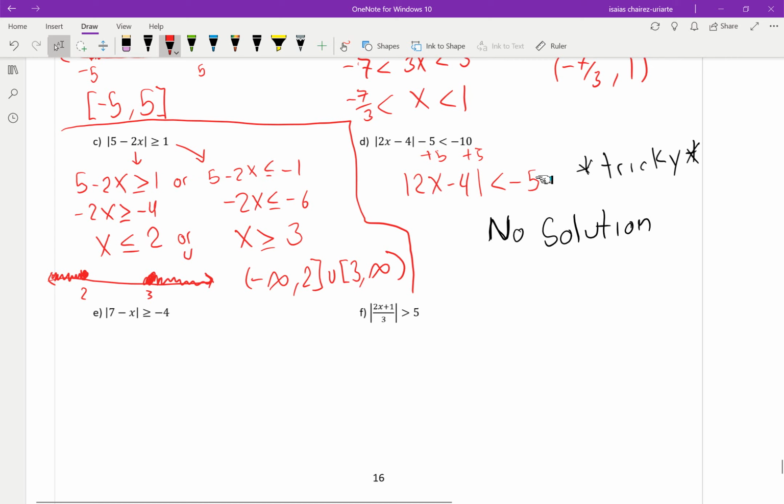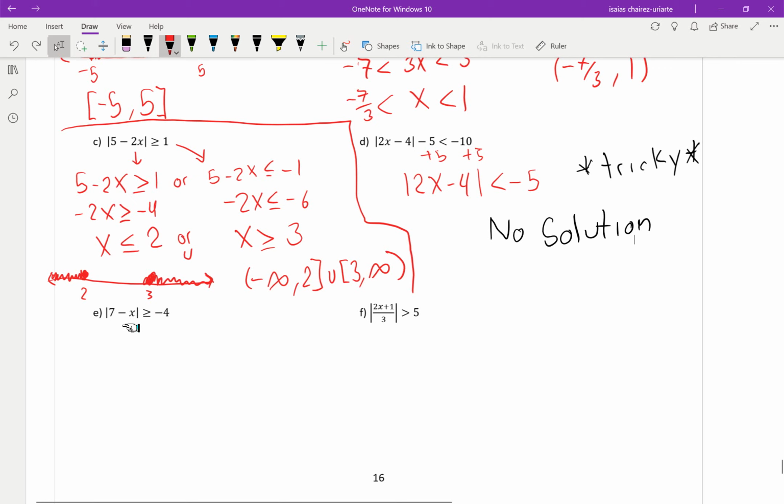So this one's kind of tricky. Be careful. This one's also kind of tricky, part E. What can I say about this one? Again, whenever you have absolute value and then an equals or an inequality and then you have a negative on the other side, pause for a second. Don't just go through the process of solving. Think about what's going on here.